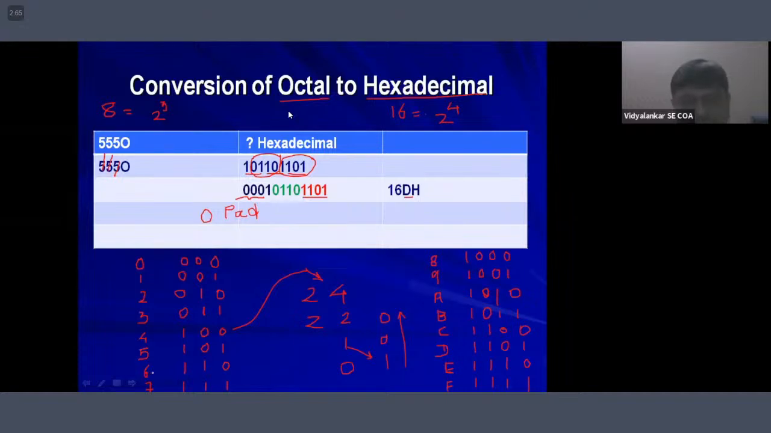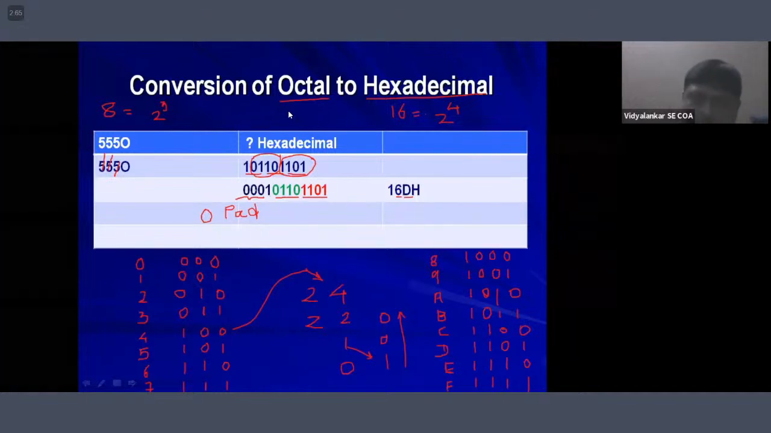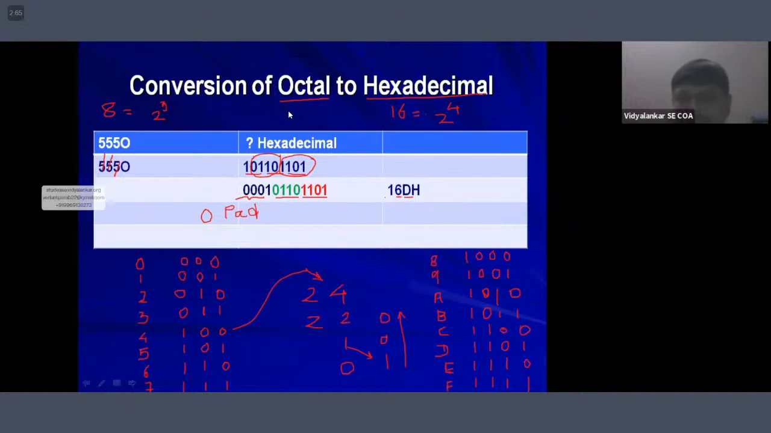Observe it. You write it as 110 or you write it as 0110, it is one and the same. That's why this 0110 I'm writing it as 6. Same way, this is 1. Okay, so you write this one as 001 or you write it as 0001, it is one and the same because this is 0 pad. Okay, so this 0001 I'm writing it as 1. Observe it. And finally 555 octal becomes 16D in hexadecimal.